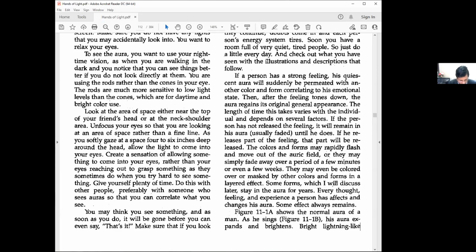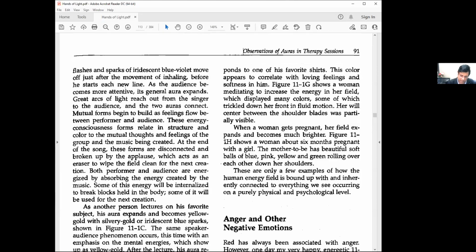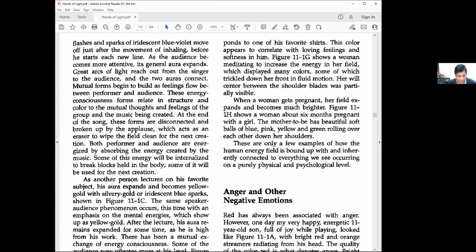Figure 11.1a shows the normal aura of a man. As he sings, figure 11.1b, his aura expands and brightens. Bright lightning-like flashes and sparks of iridescent blue-violet move off just after the movement of inhaling before he starts each new line. As the audience becomes more attentive, its general aura expands. Great arcs of light reach out from the singer to the audience, and the two auras connect. Mutual forms begin to build as feelings flow between performer and audience.